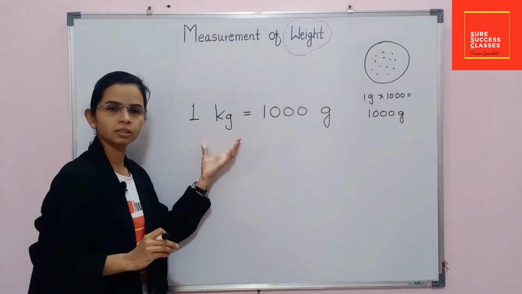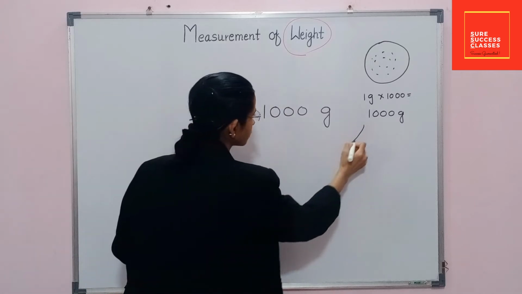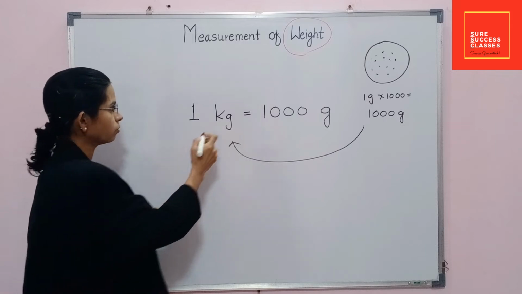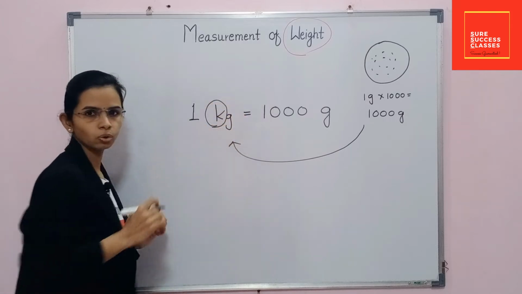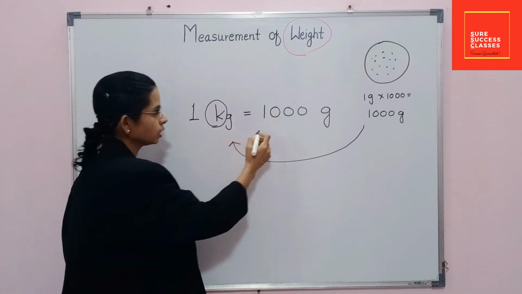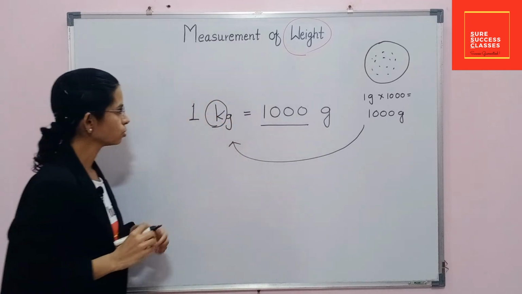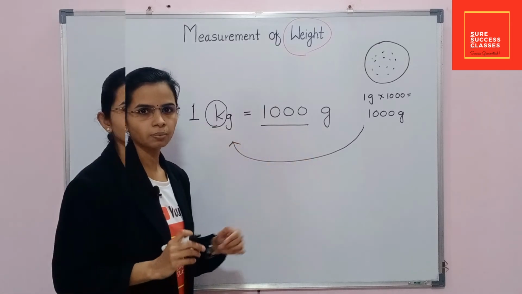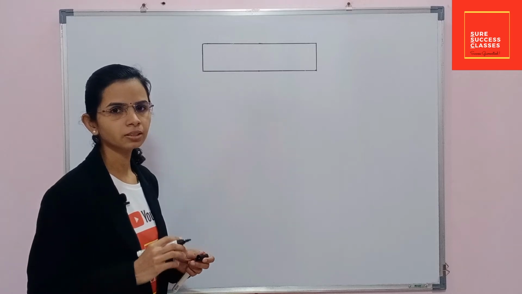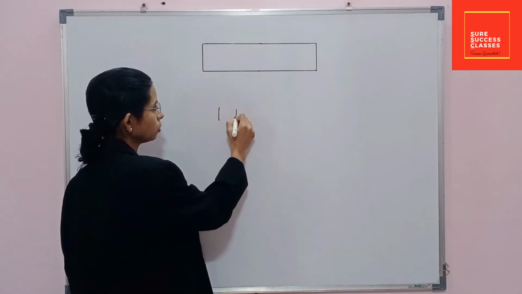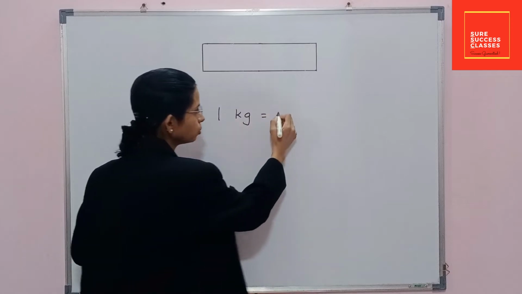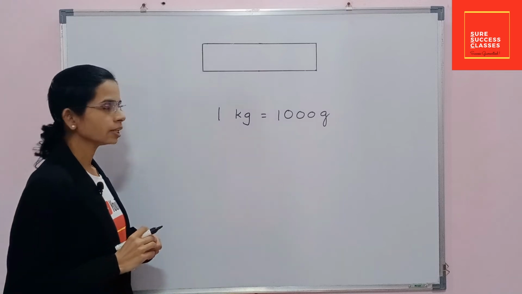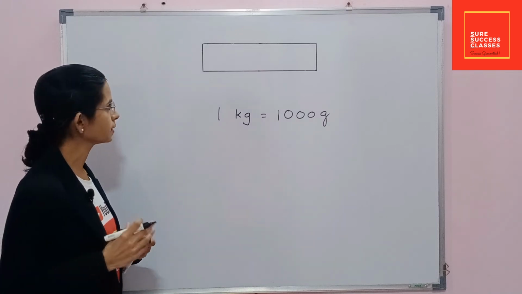The same thing is given here. Here again you came across the word or the concept kilo, which is equal to 1000. So 1 kilogram is equal to 1000 grams. Students, we have learned the conversion, that is 1 kilogram is equivalent to 1000 grams. Let's move to the next conversion with an example.